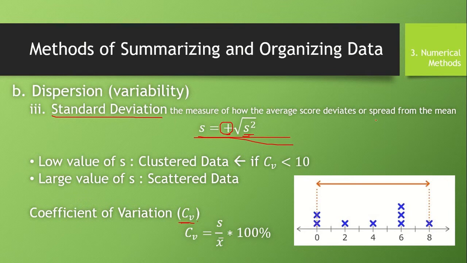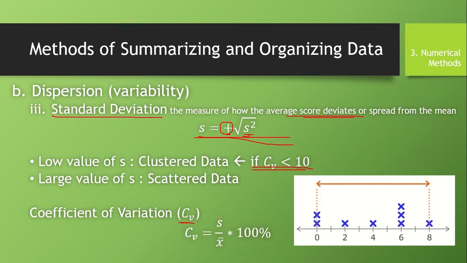So meaning, unsa kalayo na imong data sa imong mean. The lower, if we will get a value, before we can decide how the values or data deviate from the mean, we have to get first the coefficient of variation.